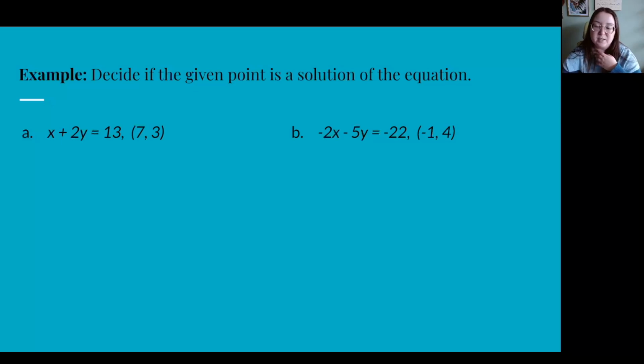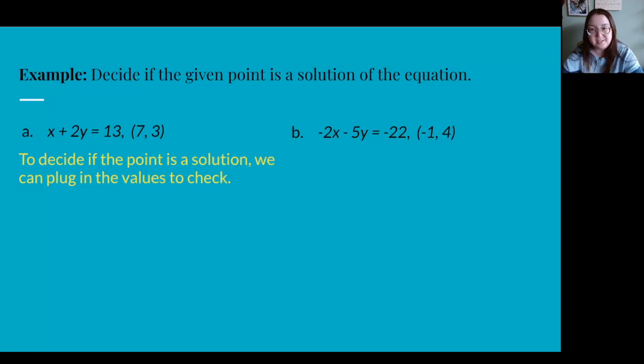All right, so now we're going to do some examples together. We'll decide if the given point is a solution of the equation. So now we're given an equation and we're verifying that our point is a solution or not. For part A, we have x plus 2y equals 13, and the point we're given is 7 comma 3. So what we're going to do to check is to plug in 7 and 3 into our equation. 7 is the x coordinate and 3 is the y coordinate. So we'll replace x with 7 and we'll replace y with 3.